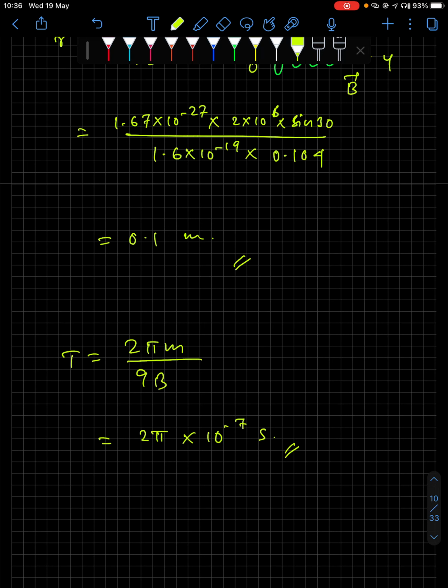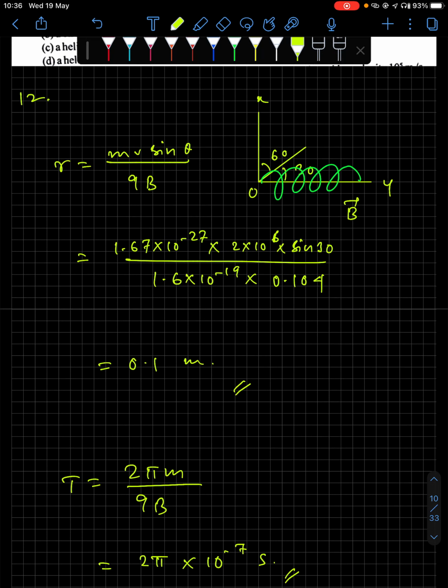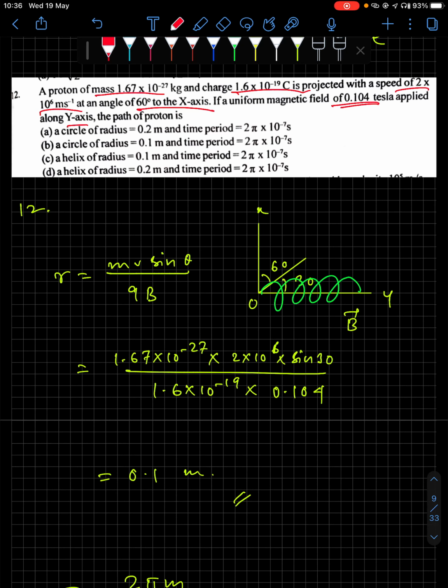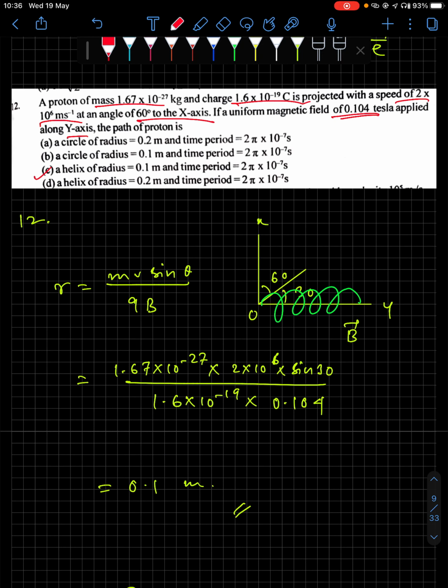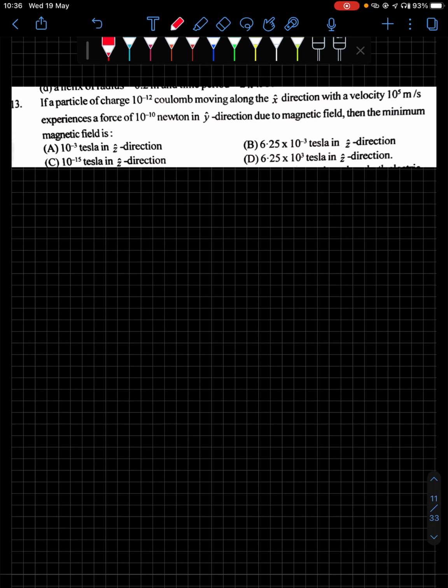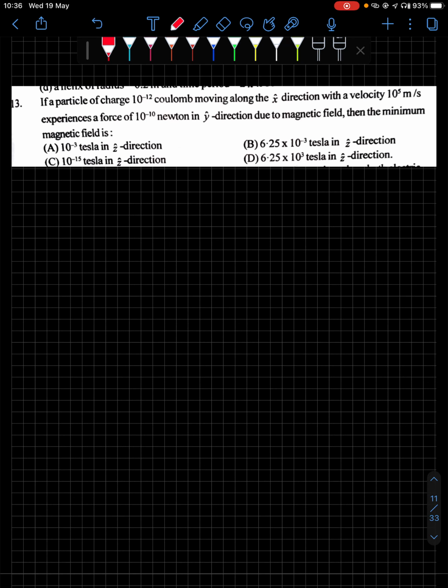So time period, radius we have found out, and the path is helical. So you see it matches with option number C. Time period is 2 pi into 10 to the power minus 7, and radius is this, and the path is helix. Next, question number 13.